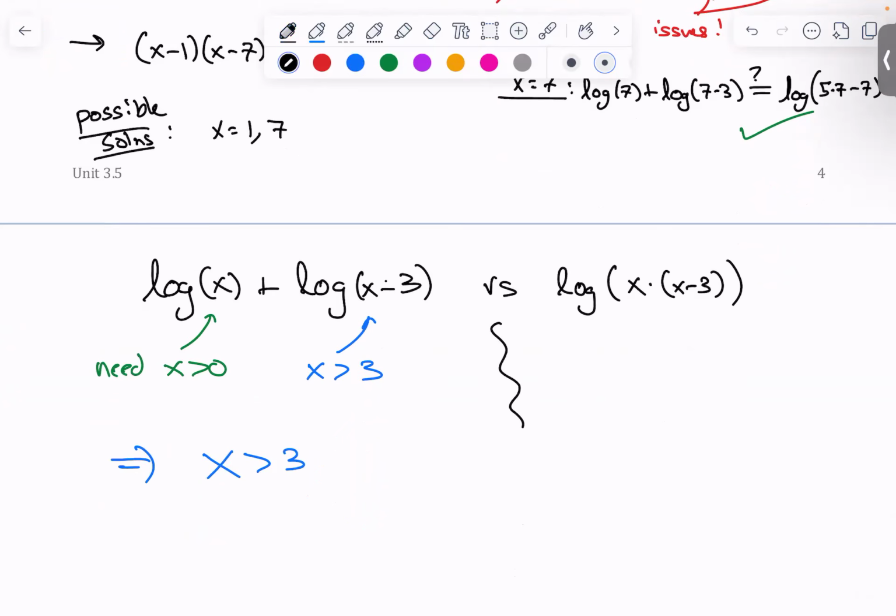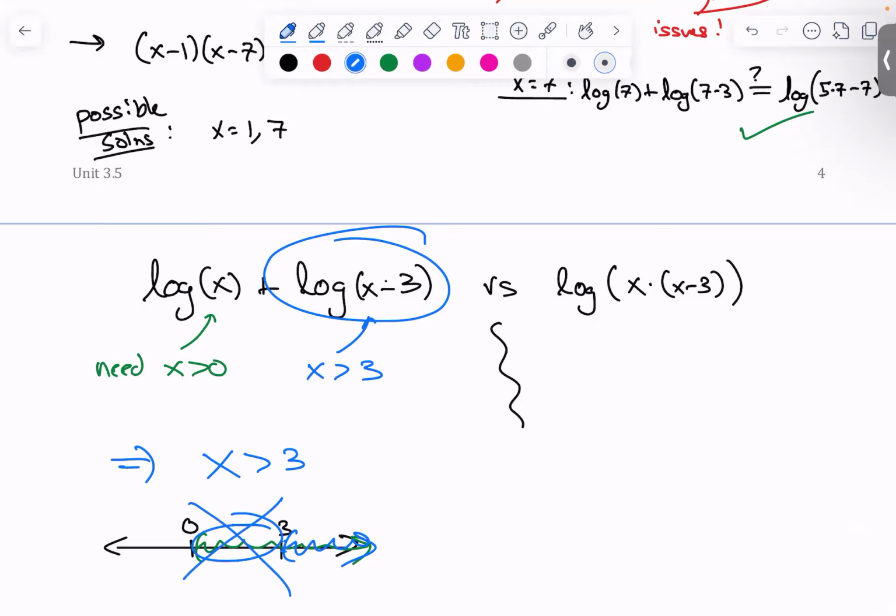If you need help visualizing that, just imagine a number line. Here's 0, here's 3. The green implies that we need to be all the way to the right of 0, and the blue implies that we need to be all the way to the right of 3. Since the blue version isn't defined over here, we have to get rid of it.